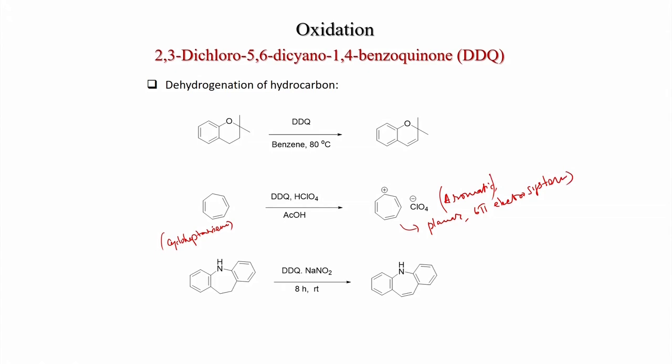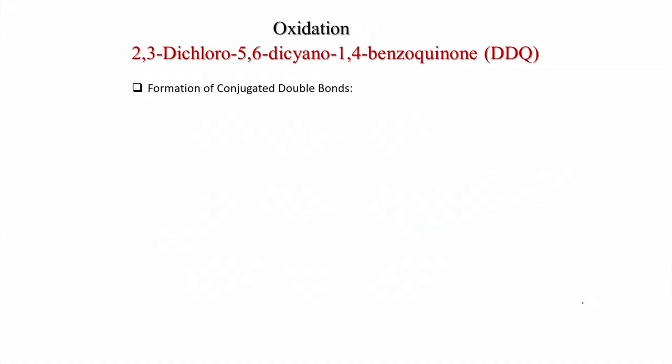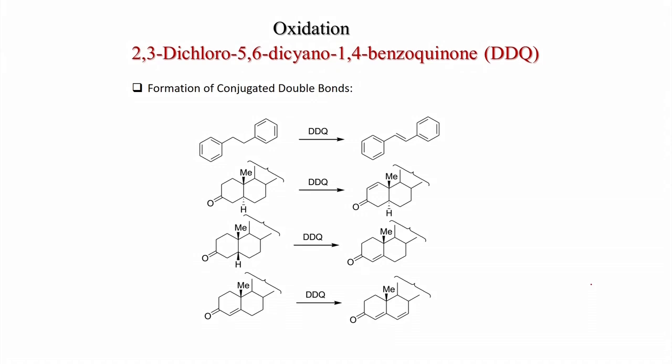Also, if you have a system like this, then also under this condition, DDQ, sodium nitrate, you can get the double bond here, and this reaction can also be done at room temperature. DDQ also forms conjugated double bonds. This is a very usual reaction of DDQ, and if there is a possibility of conjugation, then it is very facile. Like if you have a system like this, diphenyl, and the intermediate is this, that is the dihydrostilbene actually, and then you get the stilbene.